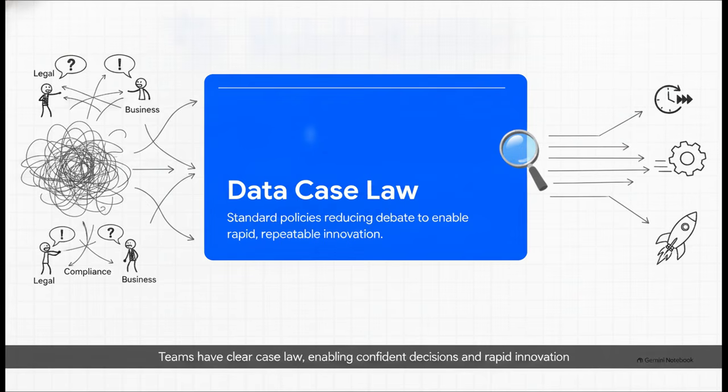Well, the solution is creating case law for data. By establishing standard technical policies, legal precedents, and governance rules early on, you severely reduce the need for constant debate. This transforms a chaotic scramble into a highly coordinated engineering strike. Teams have clear case law to refer to, allowing them to make decisions with absolute confidence. Well-designed governance doesn't stop momentum, guys. It actually makes rapid, repeatable innovation possible.